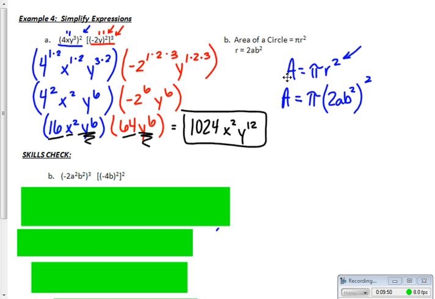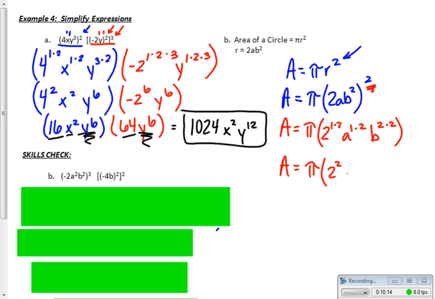So next part is go ahead and keep simplifying your problem down, and here's the power to a power. Well, we really have 2 to the first times 2, a to the first times 2, b to the second times 2. Now we've got rid of that power there. We find out that the area equals pi 2 to the second, a to the second, b to the fourth.